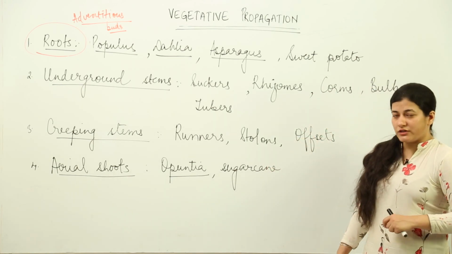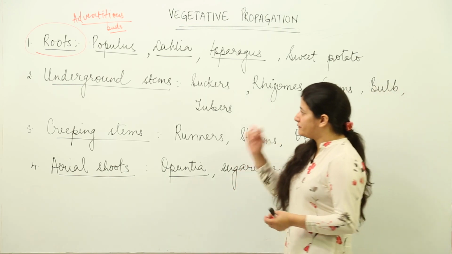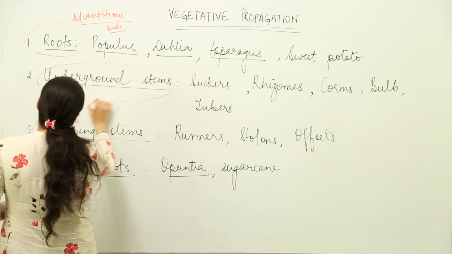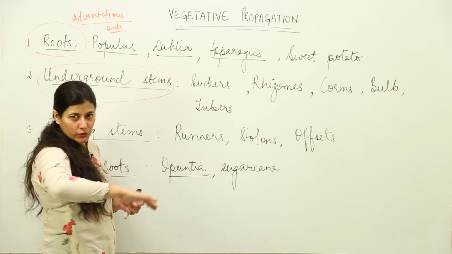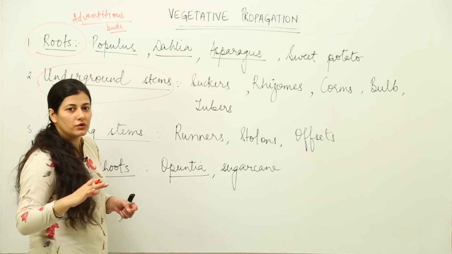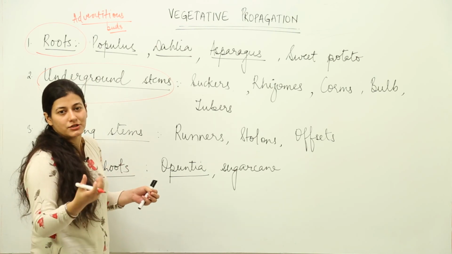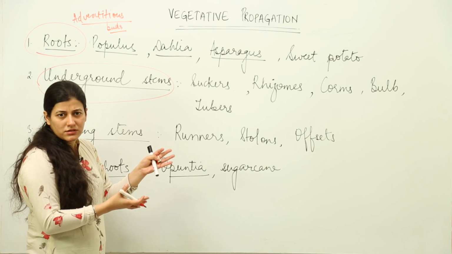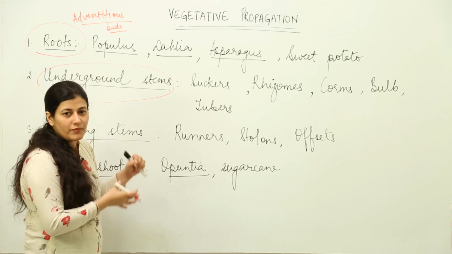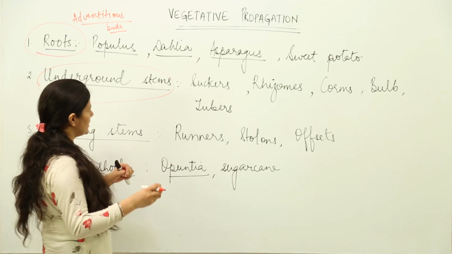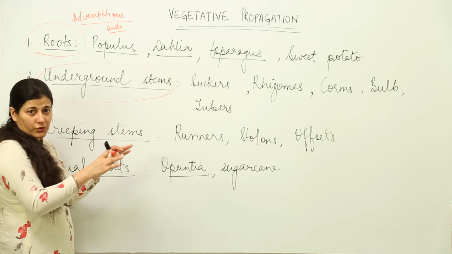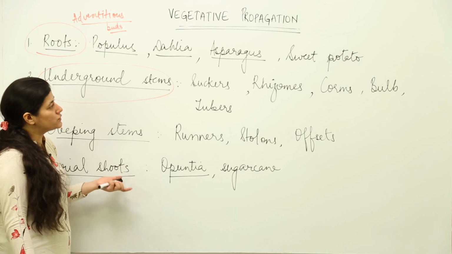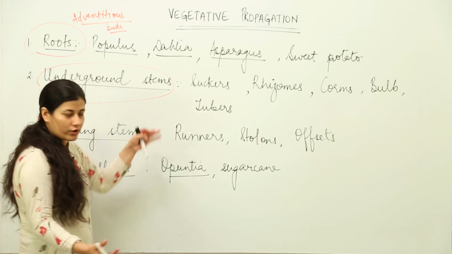Then we have a diverse group of underground stems. The stems which are present below the soil, and because they are present below the soil, what you see after some time is that a new plant is rising. We come across these terms in our junior classes as well. So, I am not putting much emphasis on this. I am just making you recall what you have studied, and if you can remember a few examples within this class only, that would be enough for this topic.